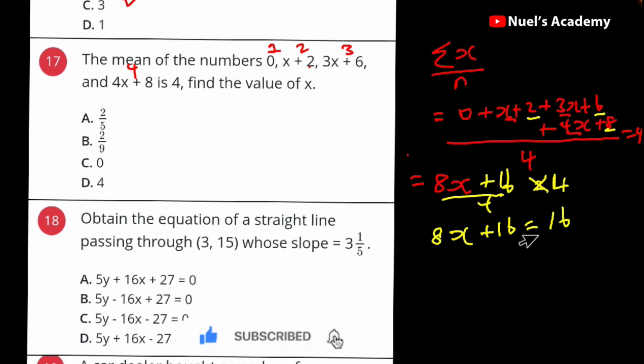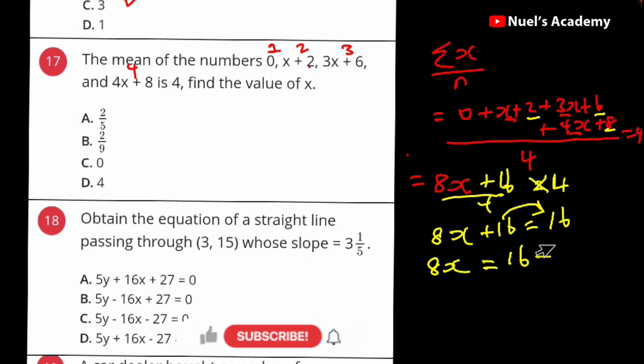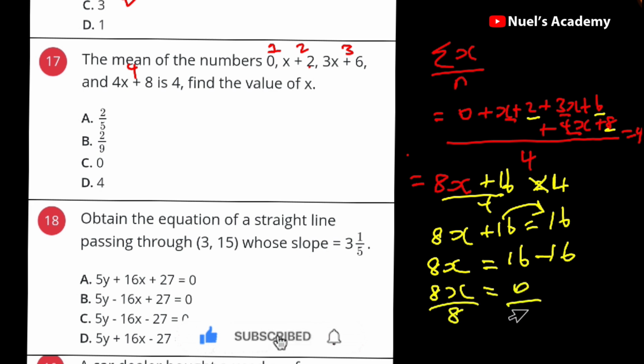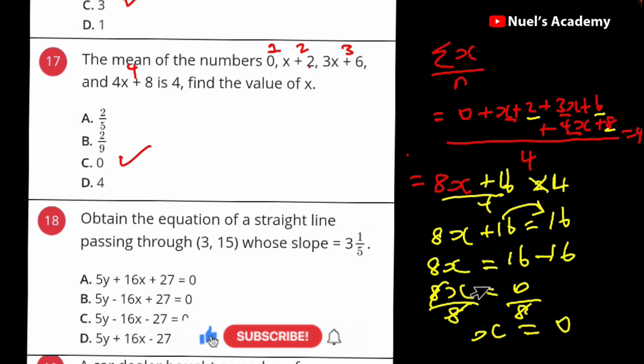So you have 8x is equal to, let's take this 16 to the right hand side. It's going to be 16 minus 16. So 8x is equal to 0. 16 minus 16 is 0. And if you divide both sides by 8, this and this will cancel. We have that x is equal to 0 over 8, which is equal to 0. Now from the options, we have that option C is the correct answer to the question.